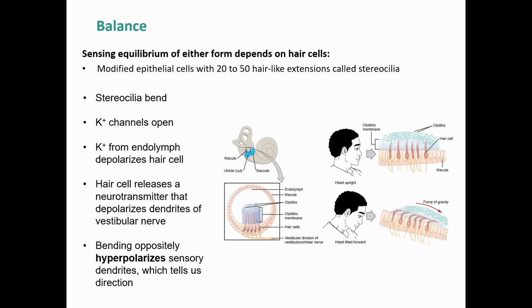If we bend the hair cells the opposite way, this is going to cause hyperpolarization. So bending one way causes depolarization, bending the other way causes hyperpolarization. And this is basically what tells us direction, right? If we move our head one way versus another, that's going to cause either depolarization or hyperpolarization, and this is what's going to allow us to get direction. Are we looking up? Are we looking down? Are we looking left or are we moving right?